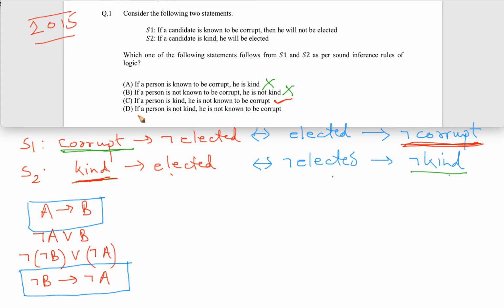And the fourth option is, if a person is not kind, he is not known to be corrupt. Again, if not kind, then what happens? There is no implication that says what happens if not kind. So if the person is not kind, then he may be corrupt, may not be corrupt. We cannot say anything decisively based on the first part of the statement given in option D. Okay, so the only thing which we can deduce decisively is option C. So the correct answer for this question is C.